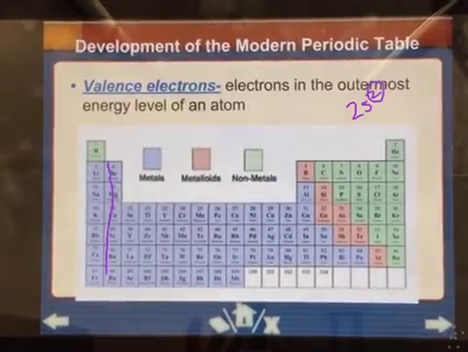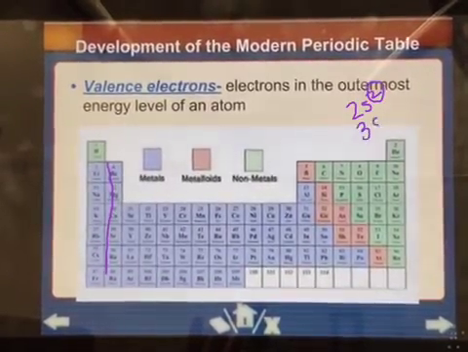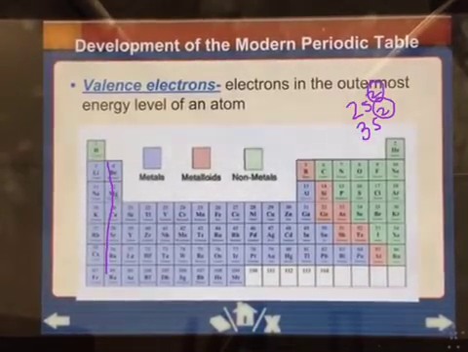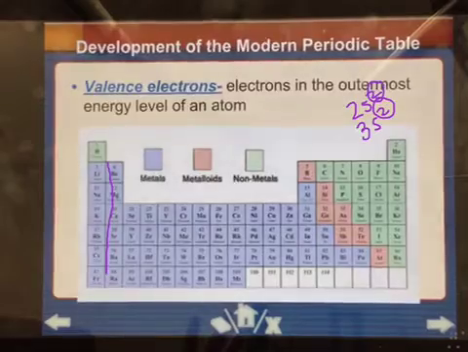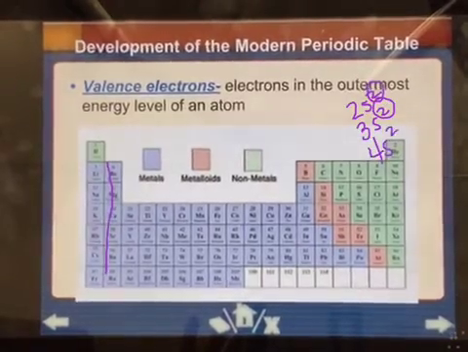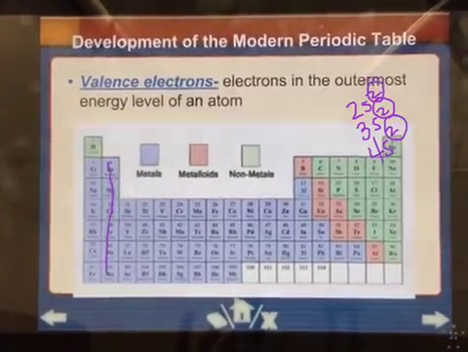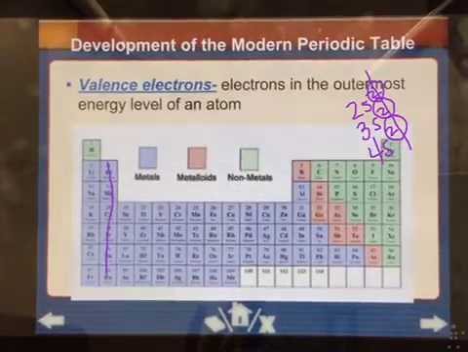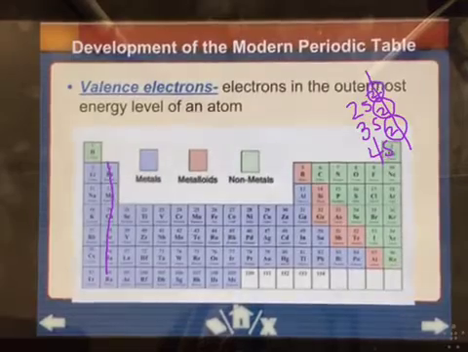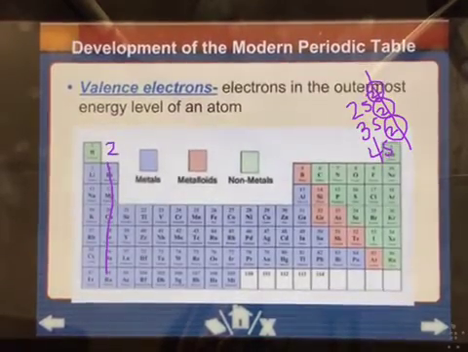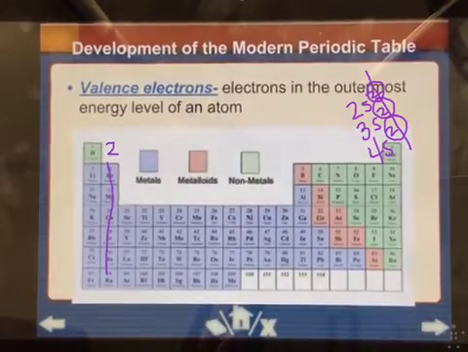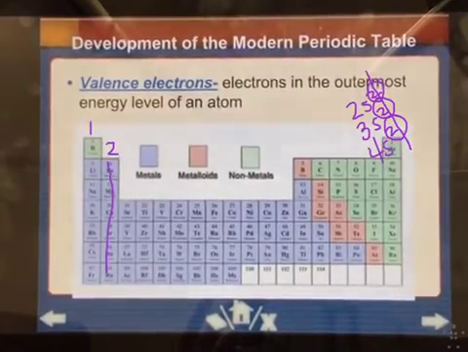If we do the same thing for magnesium, it's going to end in 3s2, which means it also has 2 valence electrons. If we do the same thing for calcium, it's going to end in 4s2, which means it has 2 valence electrons as well. Are you seeing the pattern here? 2 all the way. So everything in column 2A has 2 valence electrons. So what do you think column 1 has? Yep, you guessed it. 1 valence electron.